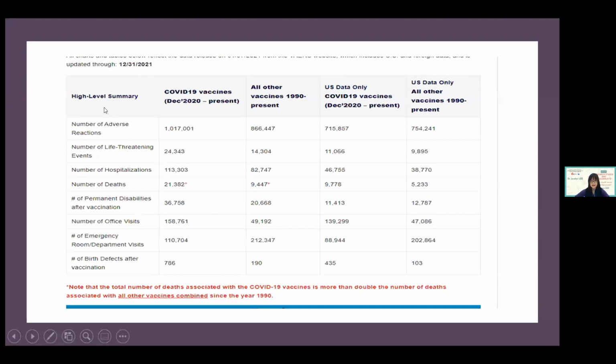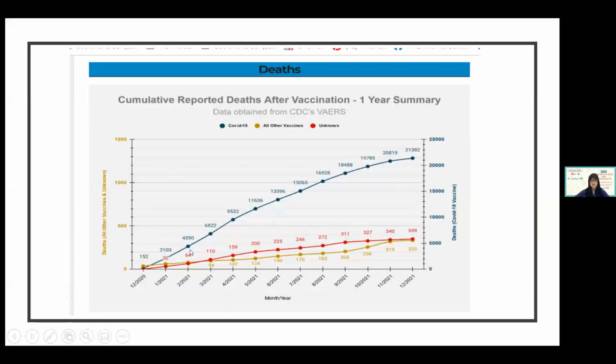As you can see here, they have caused adverse effects. Yeah, over 1 million. Life-threatening events, 24,000. Number of hospitalization, number of deaths. Yeah, so these are the summary of that cause physical injuries and deaths. Next slide will show the death cases from January 1st to 31st.